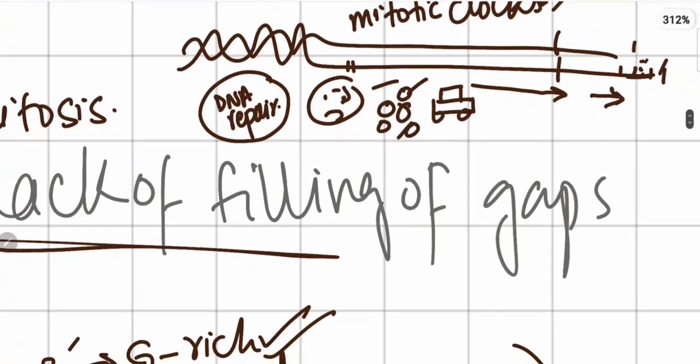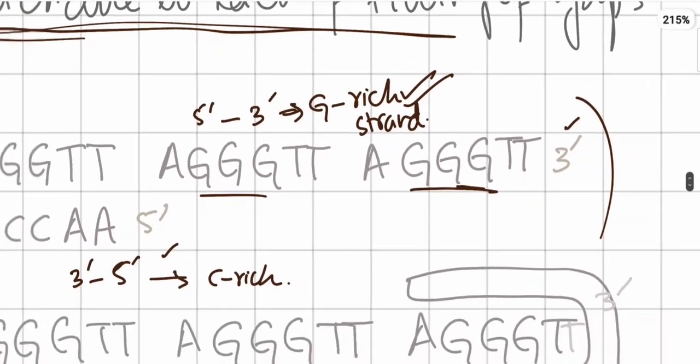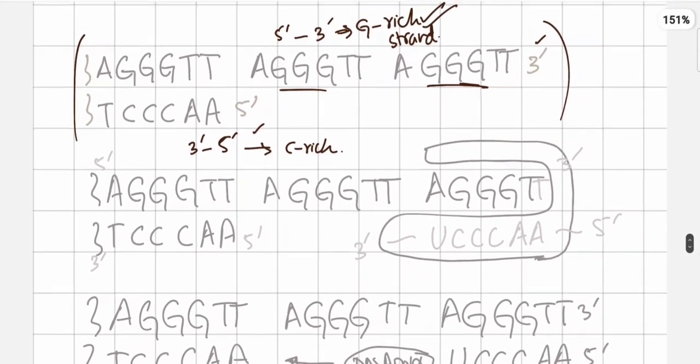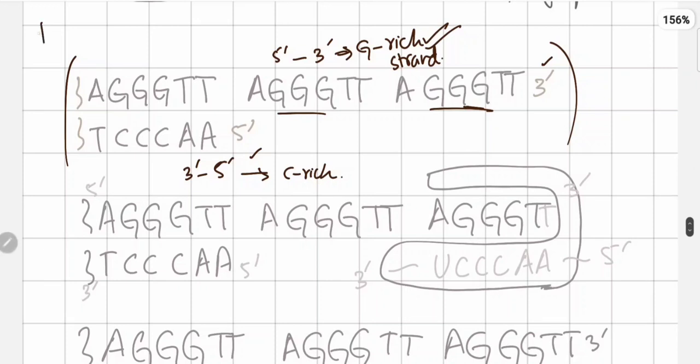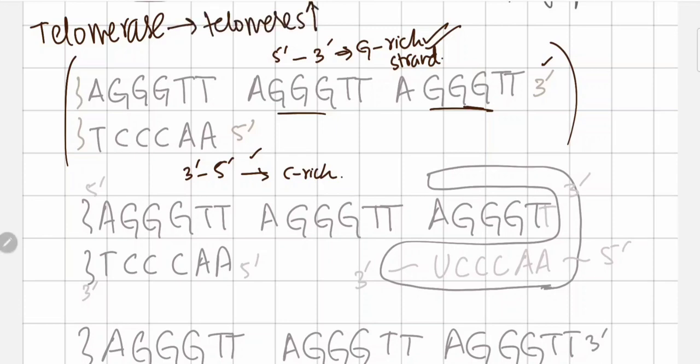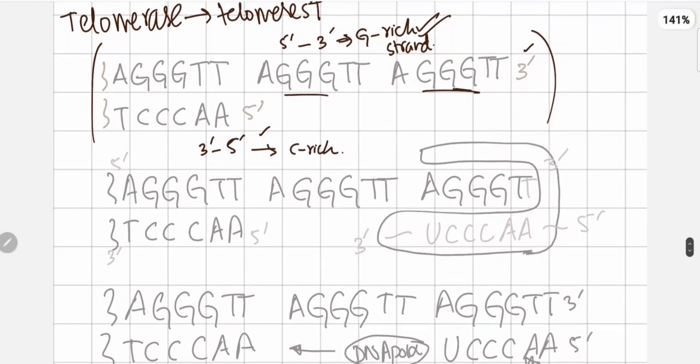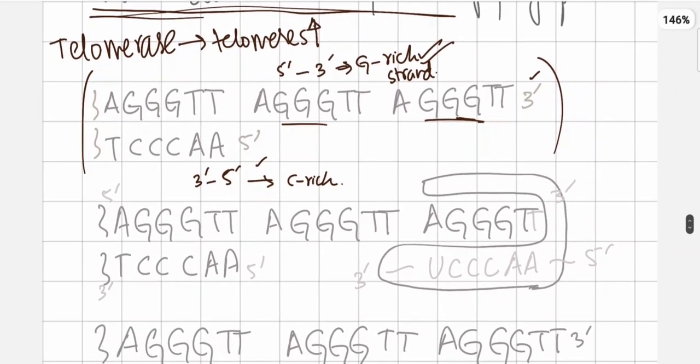Now, some cells have an enzyme called telomerase. Now we're going to talk about what telomerase enzymes are. Telomerase enzymes are going to lengthen, increase the size of telomeres. Now, how do they do that? Telomerase enzymes are actually reverse transcriptase enzymes.